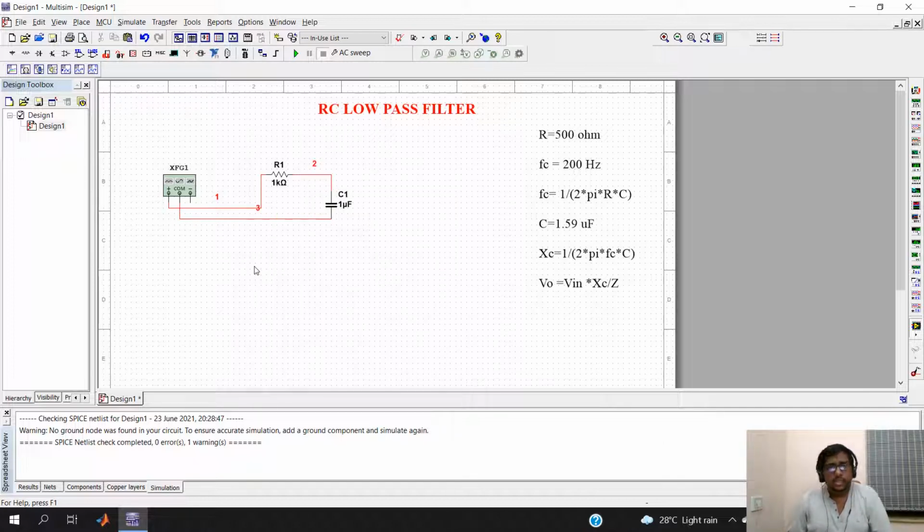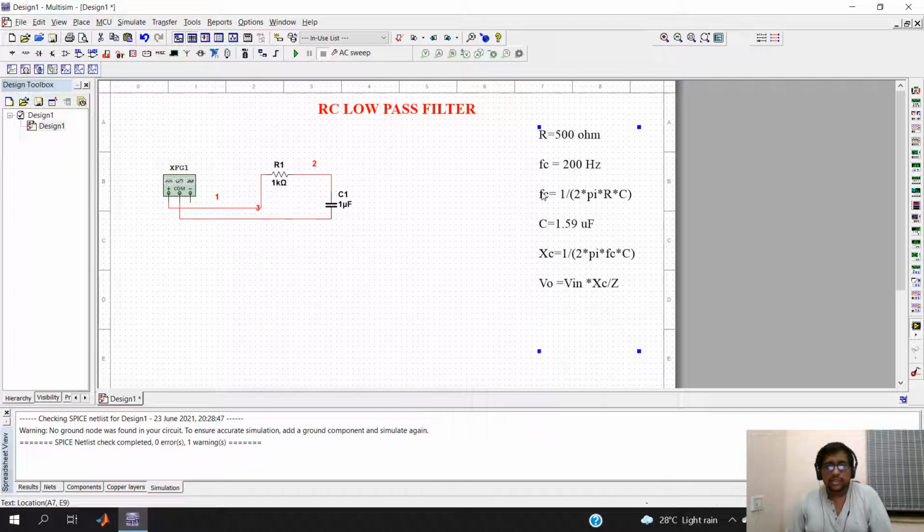Now, to know till what frequency the signal has to pass, and from where it has to attenuate: the frequency till which the signal has to pass is called the cutoff frequency, and after that the signal gets attenuated. That frequency I kept as 200 hertz. I keep it at a lower frequency to design the values of R as well as C. So the signals till 200 hertz have to pass, and after that they have to be attenuated or rejected.